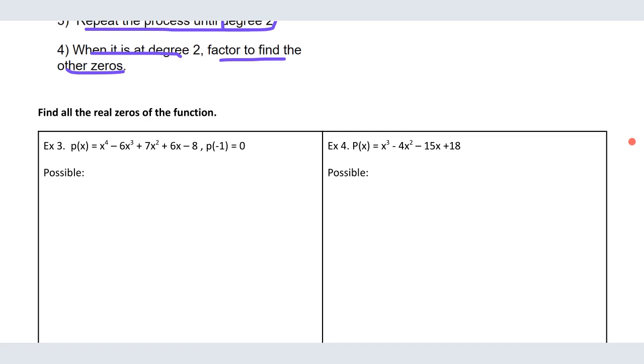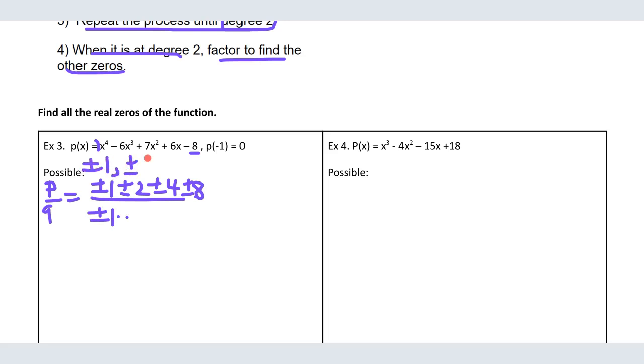Start with example 3. P over Q. P is factors of 8: 1, 2, 4, and 8. Of course, with all positive and negative, and q is factors of 1. If we divide each numerator by the denominator, we obtain possible rational zeros of 1. 2 divided by 1 is 2. 4 divided by 1 is 4. 8 divided by 1 is 8.